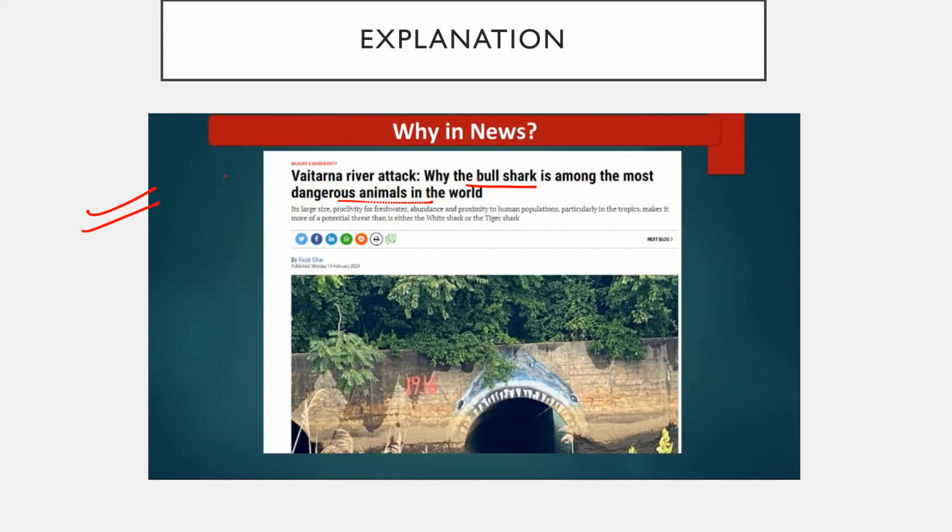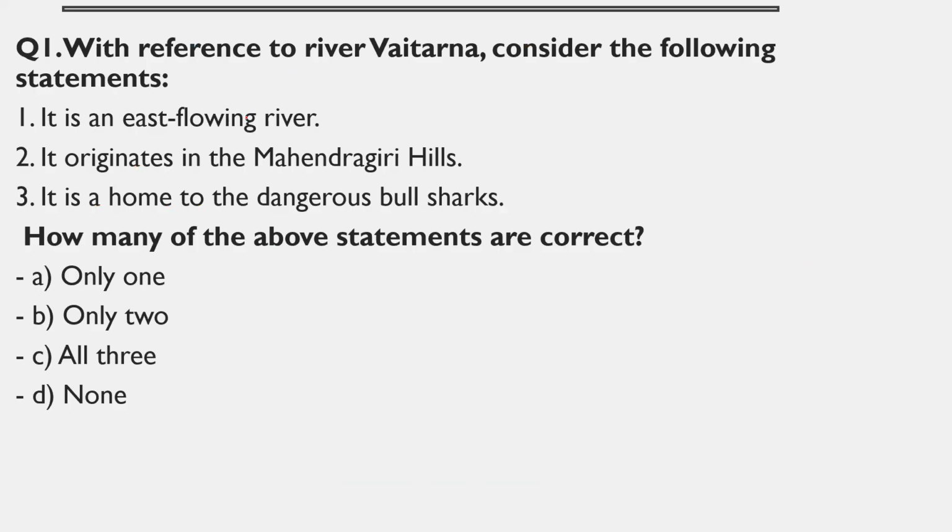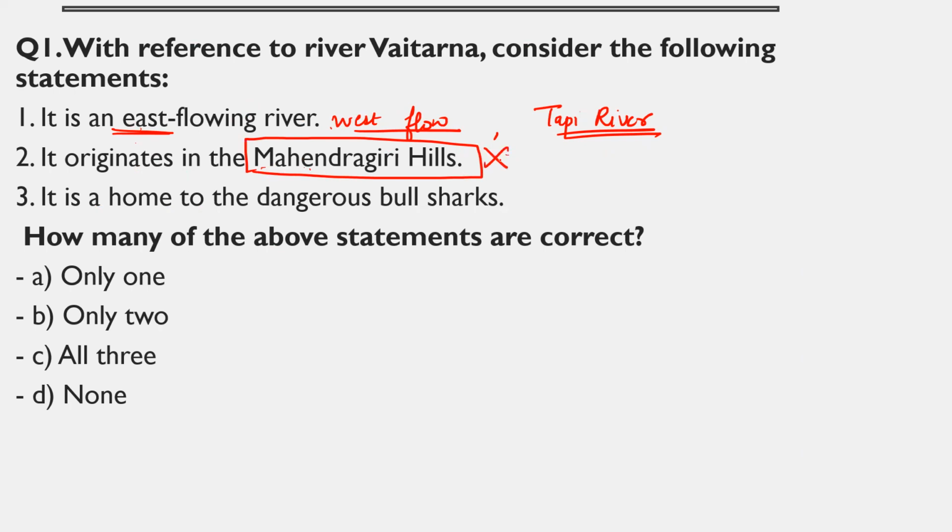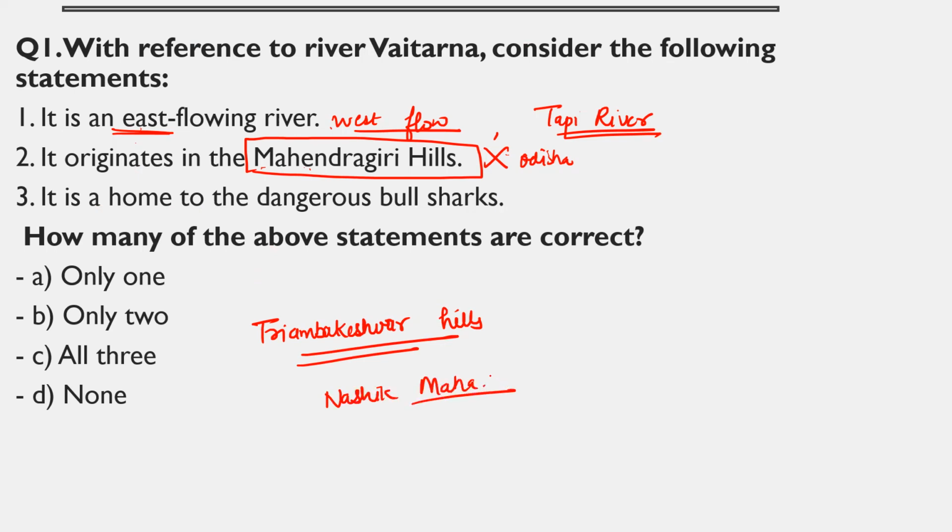So let us find some interesting facts about the Vetrana river. It is not an east flowing river, it is a west flowing river, and it flows just parallel to the Tapi river. Does it originate in Mahendragiri Hills? No, it doesn't. Mahendragiri Hills is located in Odisha, whereas this river originates from Triambakeshwar Hills. Which hills? Triambakeshwar Hills. Where are they located? Nasik of Maharashtra.